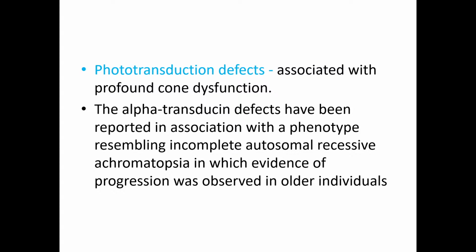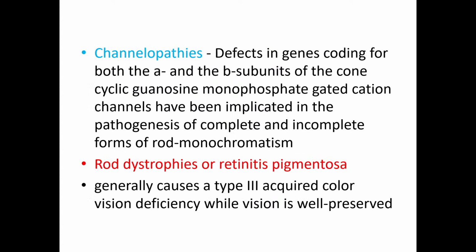Phototransduction defect associated with profound cone dysfunction. The alpha transduction defect has been reported in association with a phenotype resembling incomplete autosomal recessive achromatopsia, in which evidence of progression was observed in older individuals. Channelopathies: defects in the genes coding for both alpha and beta subunits of the cone cyclic GMP cation channels have been implicated in the pathogenesis of complete and incomplete forms of rod monochromatism.